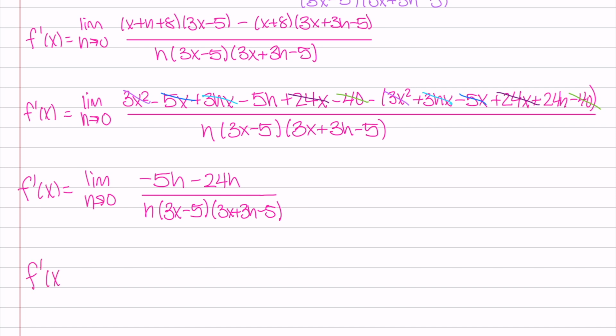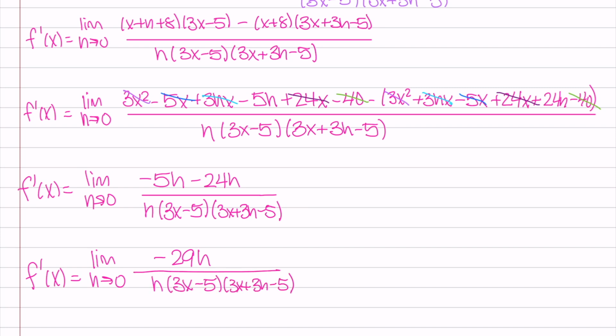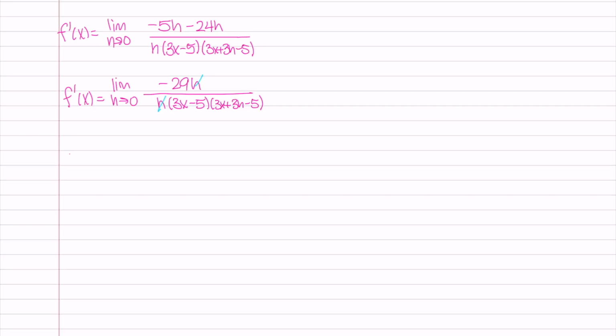We're going to go ahead in the next step and just combine the two like terms on the top. Since they're both in h, we can combine them into a negative 29h there. And again, the bottom staying the same. So we'll cancel out the h's. This is why we don't want to multiply it out there, because if you do it right, that h on the bottom should always cancel out.